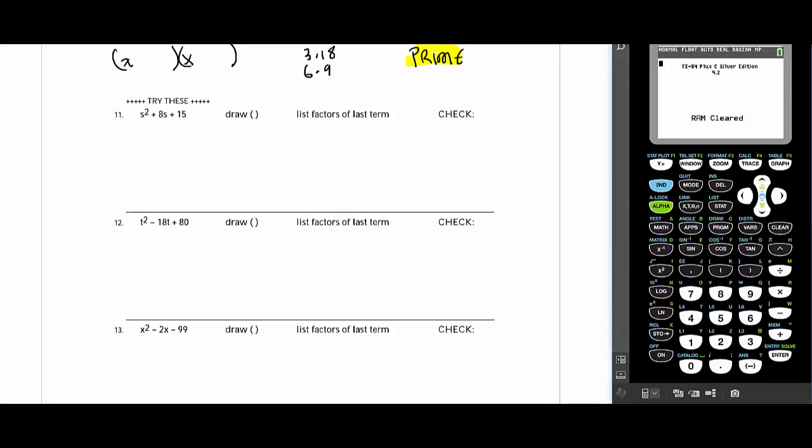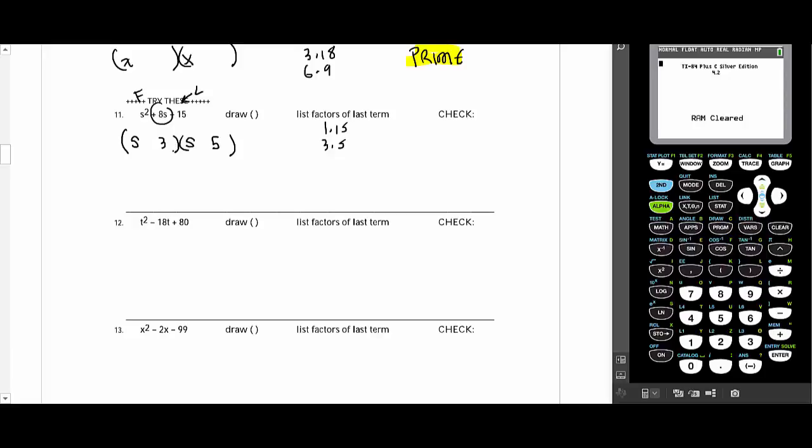So again, your goal is to be able to do it pretty quickly in your head. So the first one, let's see, I have s and s on that. Okay, the last term, for 15, all you have is 1 and 15 or 3 and 5. So which one's the right one? 3 and 5, good. Okay, so you got s and s, 3 and 5. The middle term has to add up to 8. So how do you make 3 and 5 add up to 8?